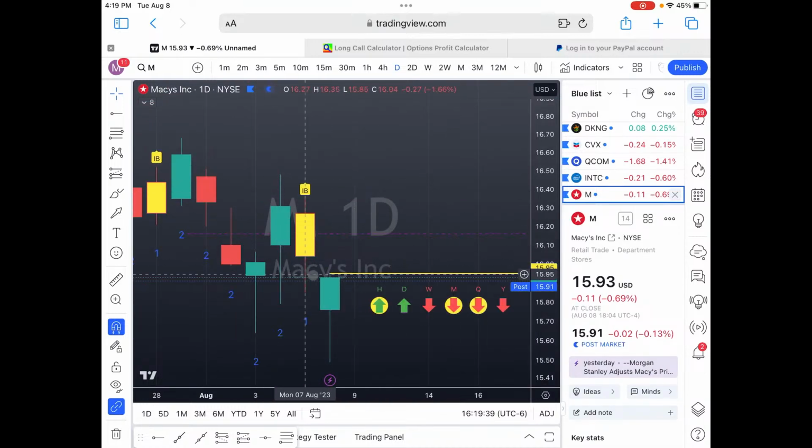Macy's, here we go. 122 Rev Strat hammer candle calls with the trigger at 15.95. When I do my options, guys, I'm a 0 DTE guy. That's just the way I do it. But I'm also not in a trade for hours on end.